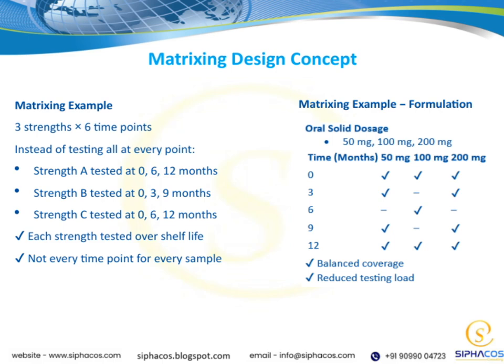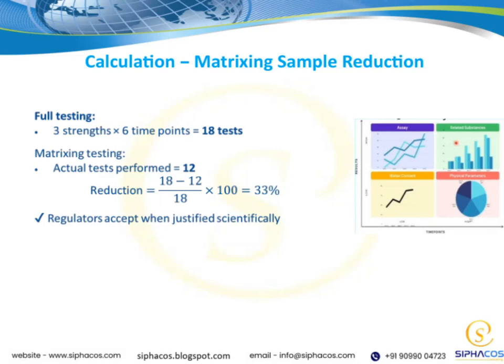The key here is that each strength is tested over its shelf life, but not necessarily at every time point for every sample. This approach allows us to efficiently gather the necessary stability data without redundant testing. It's a smart way to optimize resources while still ensuring we get comprehensive information about how each strength performs over time. This concept of matrixing design is really about strategic sampling, focusing on key points to build a complete picture efficiently.